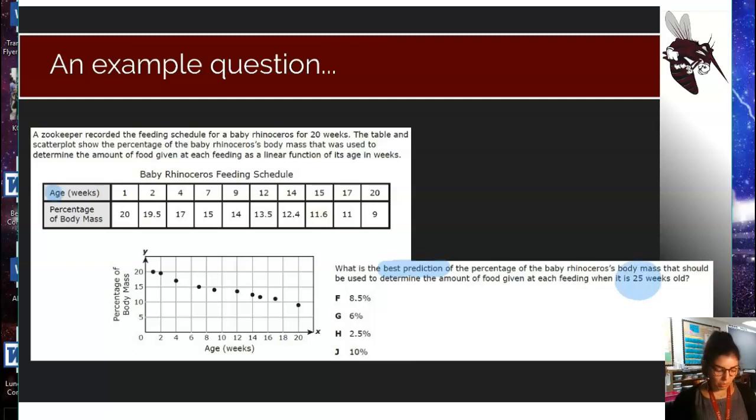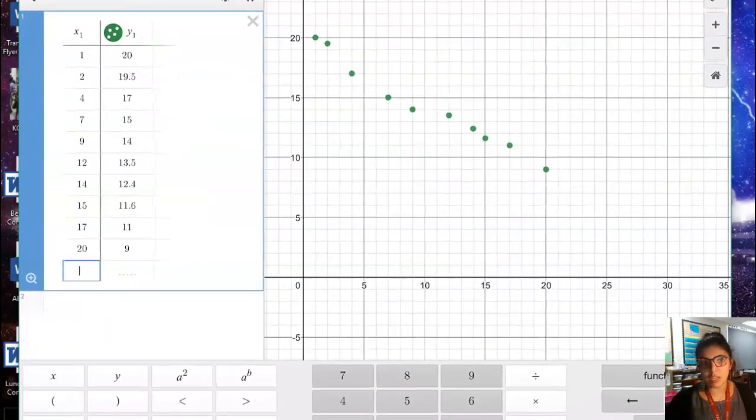Well, I noticed that weeks is my x, and that complicated body mass for the rhinoceros is the y's, or the outputs. So I need to create an equation that allows me to predict what would be matched up with 25 in this table that I don't have. Now, this is not a pretty pattern where you can just find the slope and continue the table. We're actually going to need to draw a line of best fit here. So we turn to our handy dandy Desmos, and we would type in the entire table to Desmos.